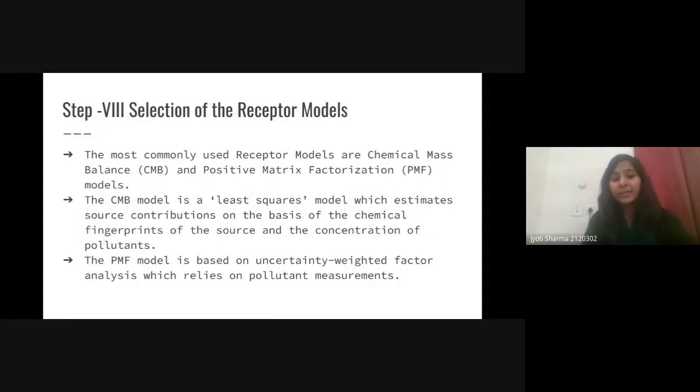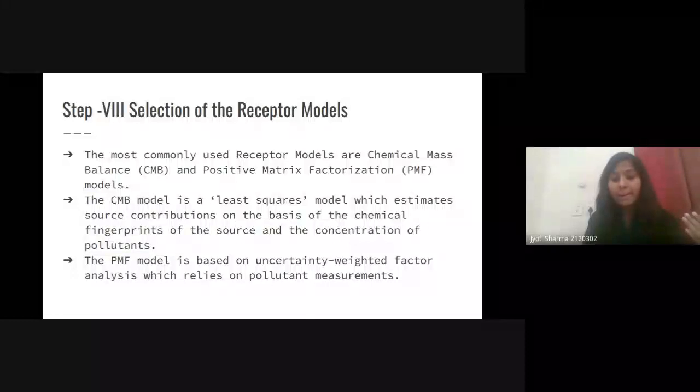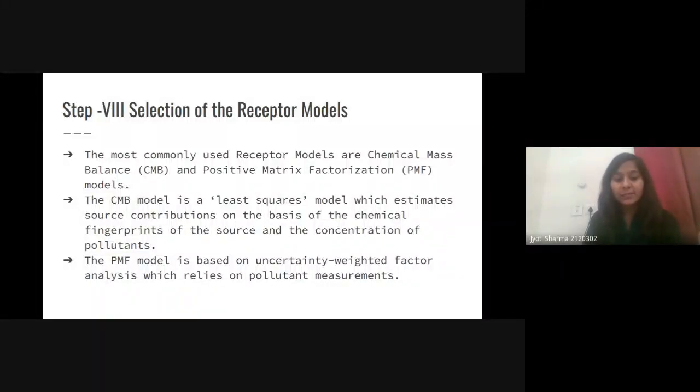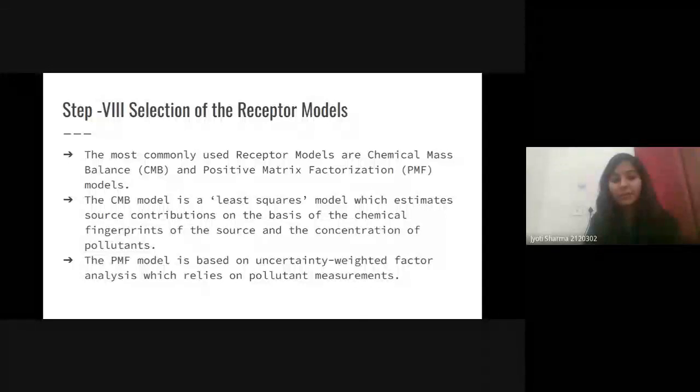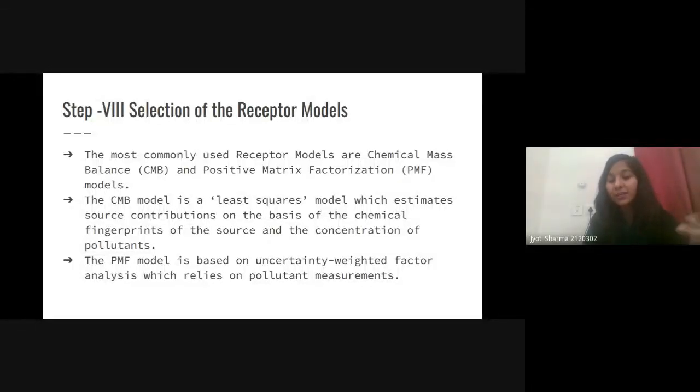Then you will also select the receptor model based on your objective. Based on the funds you have, you will select the receptor model. Most commonly used are CMB and PMF. This CMB, that is chemical mass balance, is based on the least square method. You people know that this is related to the linear regression, and it will estimate the source contribution on the basis of the chemical fingerprint of the source and the concentration of the pollutant, as we have already discussed.